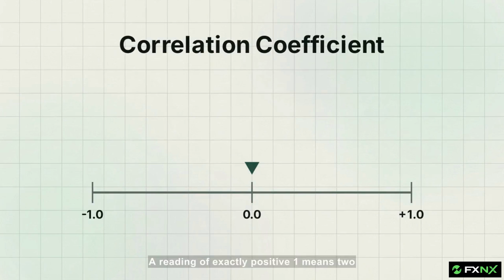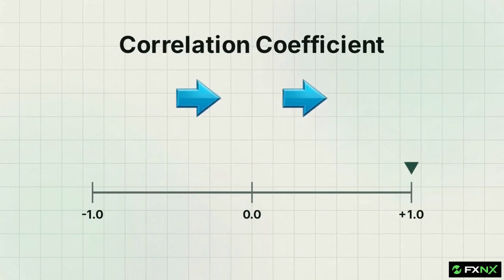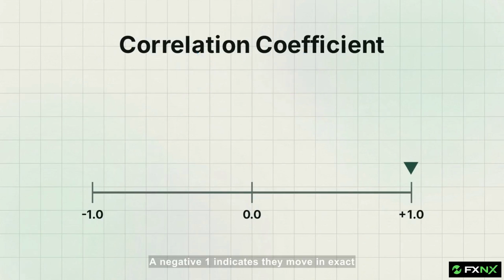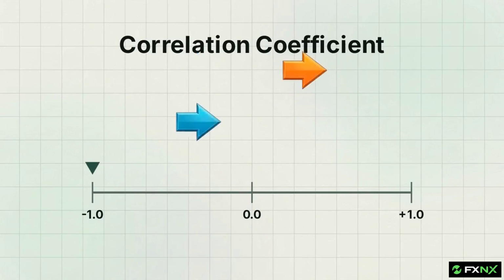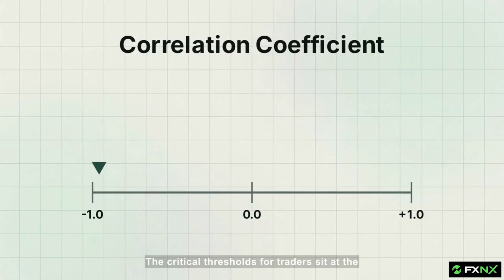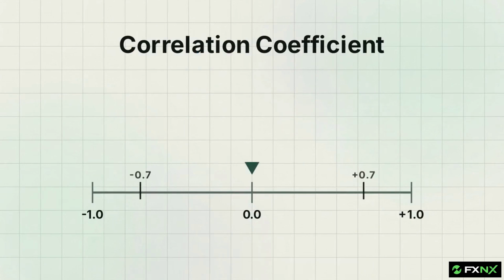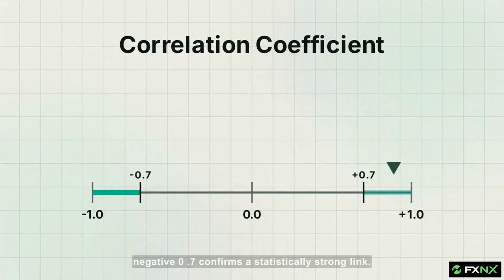A reading of exactly +1 means two pairs move in perfectly synchronized steps. A -1 indicates they move in exact opposite directions. The critical thresholds for traders sit at the 0.7 marks. Any reading above +0.7 or below -0.7 confirms a statistically strong link.